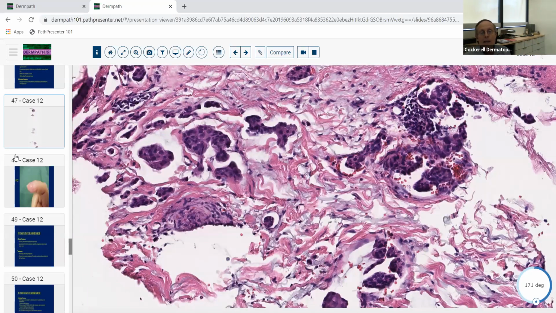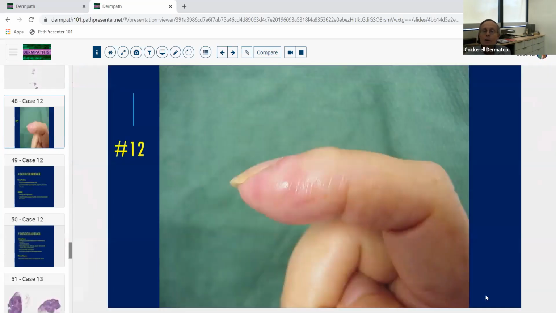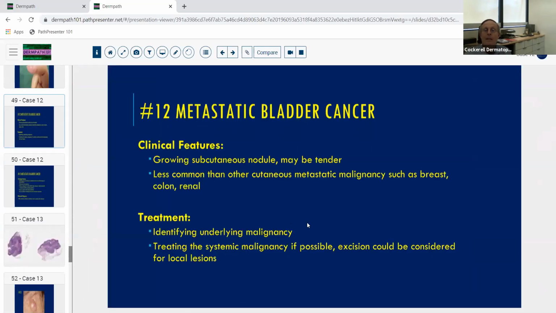So you wouldn't know that. You don't need to know that. All you really need to know is that it's a metastasis. And this patient actually metastasized to their finger. It's a pretty rare situation. That almost never happens, but it can happen.